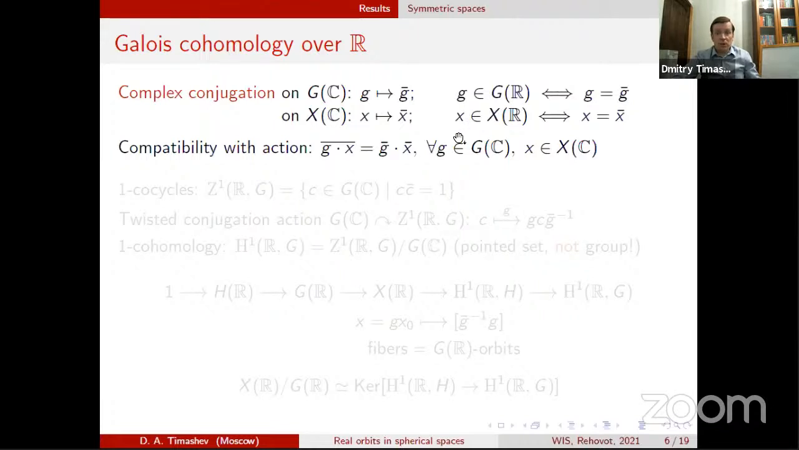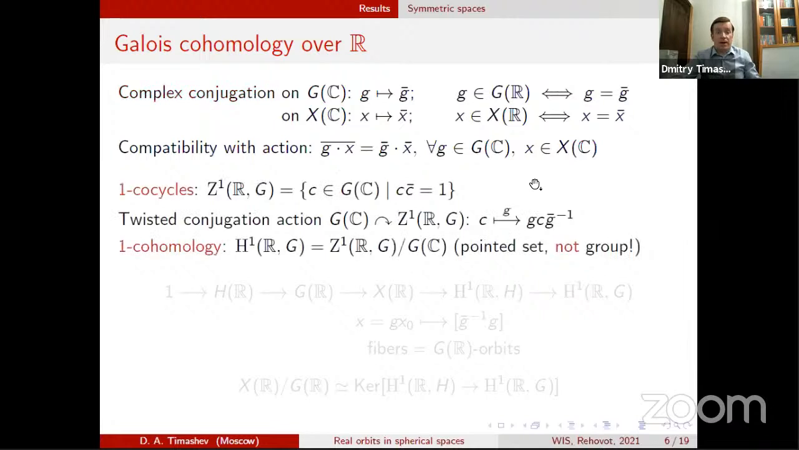So this is an involution acting on complex points of G or complex points of X, not regular, not holomorphic, but anti-holomorphic involution. This map has the feature that the fixed points of this map are exactly the real points. And also, since I assume that my action is defined over real numbers, the complex conjugation map is compatible with the action. This is expressed here.